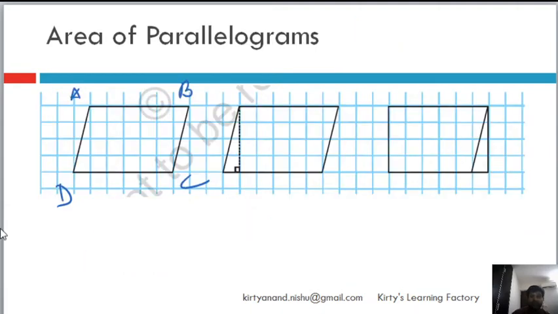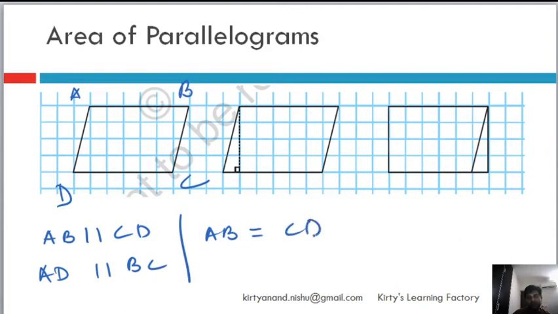Okay, let's move on. Now we come to the area of parallelograms. If you remember, a parallelogram, like I said, is a quadrilateral with opposite sides parallel to each other and opposite sides equal to each other. So AB is first of all parallel to CD and AD is parallel to BC. That is one condition. Then AB is also equal to CD and AD is also equal to BC. So that's the parallelogram. Now we have to find out its area.